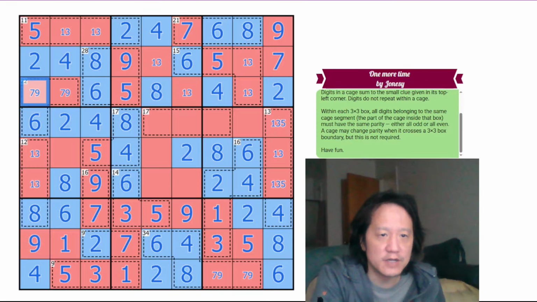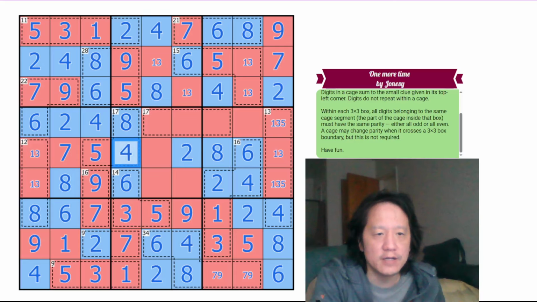9 eliminates 9 here, so it's 7 and 9. This 1 eliminates 1 here, so it's 3 and 1. That leaves this digit as 7. We have a 1, 3 pair remaining in row 5, so this is 9.